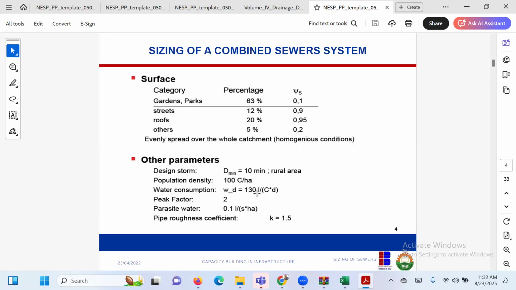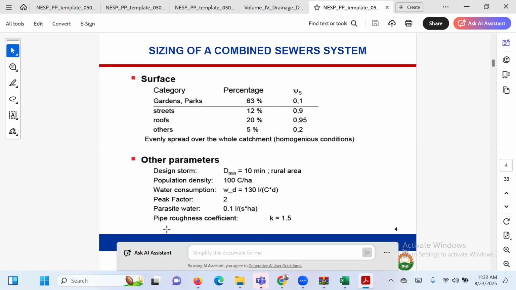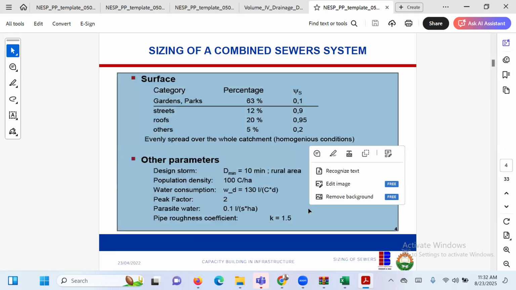There's what we call parasite water. Parasite water is just a safety factor to capture unaccounted water. That's what we call it, parasite. I told us that if it's raining in Abuja, all the sewer lines, the discharge from the sewers will increase. Why? Because of pipe breakages in the ground and groundwater entering the pipe. So normally you see an increase in discharge. And there are some areas where there is a hole and water is just pouring in. And then the pipe roughness is 1.5.